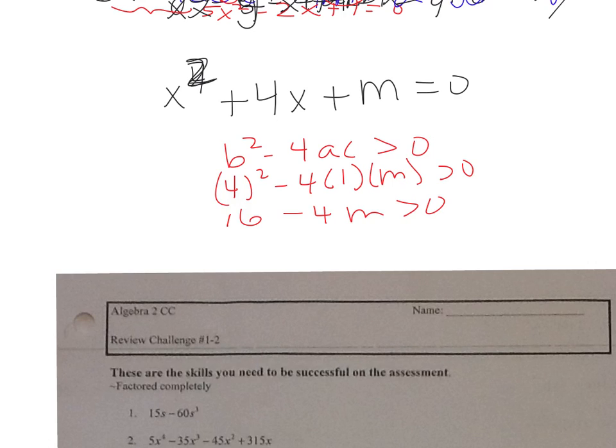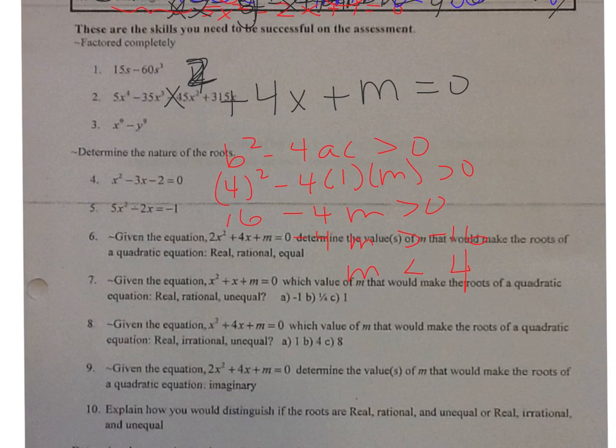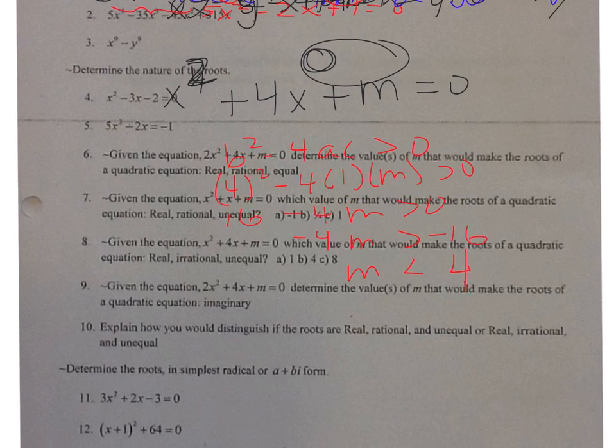All right, so that's 16 minus 4m is greater than 0. So I'm going to minus 16. I get negative 4m is greater than negative 16. Divide by negative 4. Remember, when you divide by a negative, you have to flip the sign. So m is less than 4. All right, so now let's look at our choices. So m has to be less than 4. So which one of these choices here is less than 4? That would be A, choice 1, which is A. All right, and let's take a look at 9.